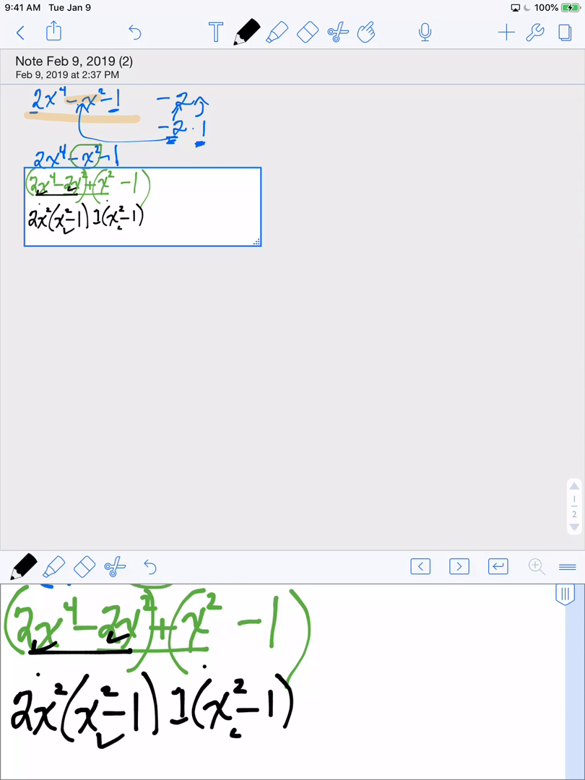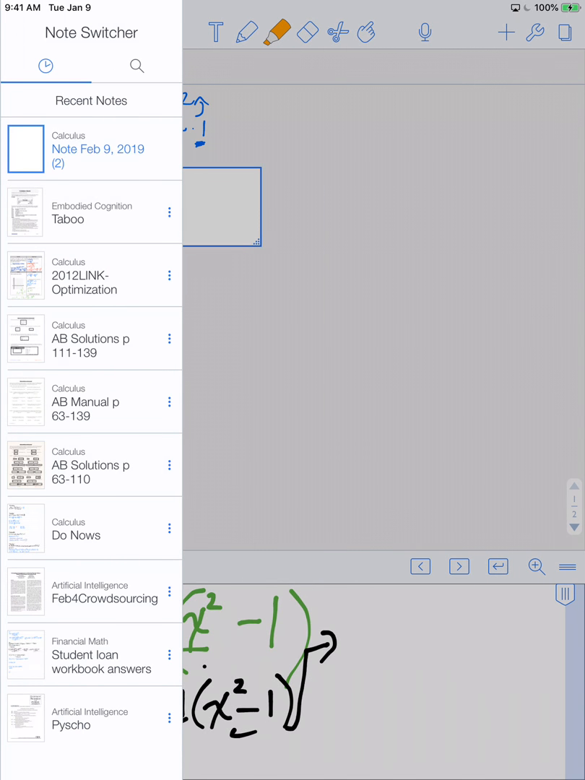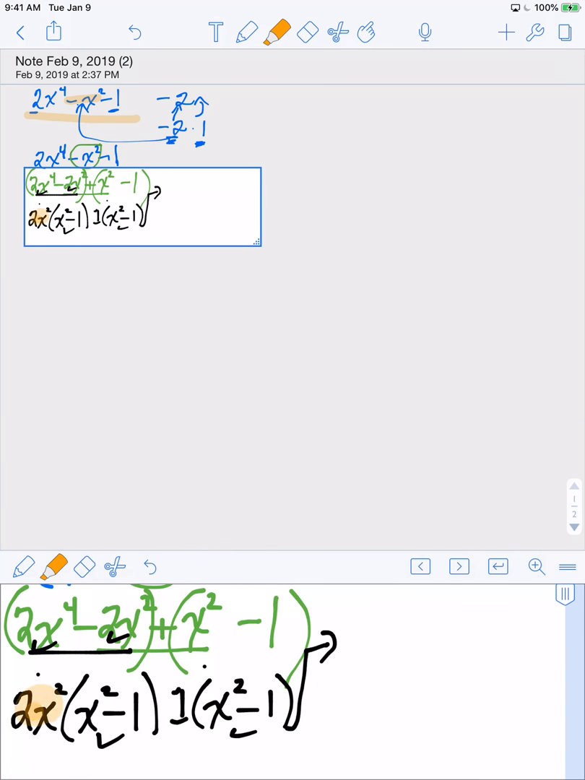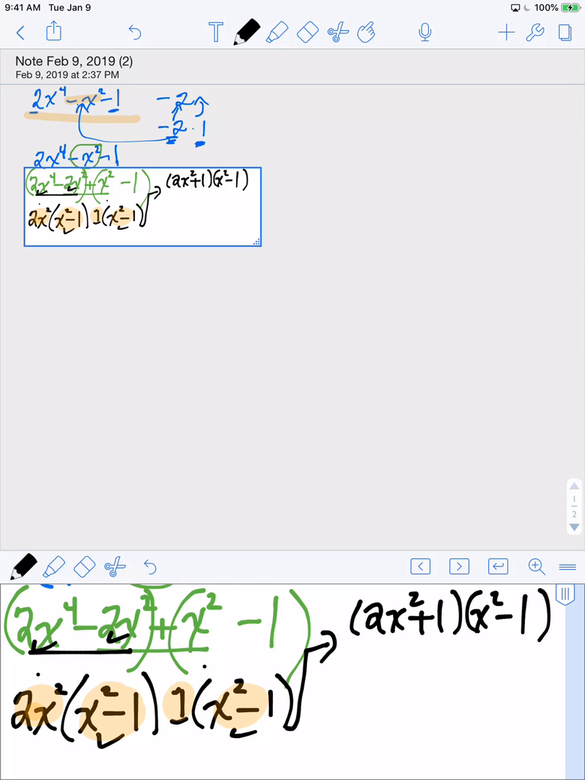You know you did it correctly when your binomials, or what's in the parentheses, both times are exactly the same. If they're not exactly the same, you did something wrong. So now we're pretty much done. Your final answer is you take the outside terms, and they become one binomial: 2x squared plus 1. And then you take the repeating one, and you only write it once, even though it appears twice here. x squared minus 1.